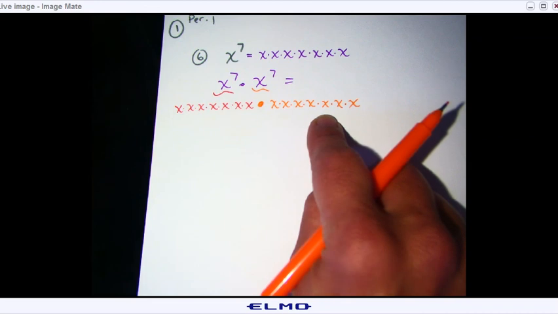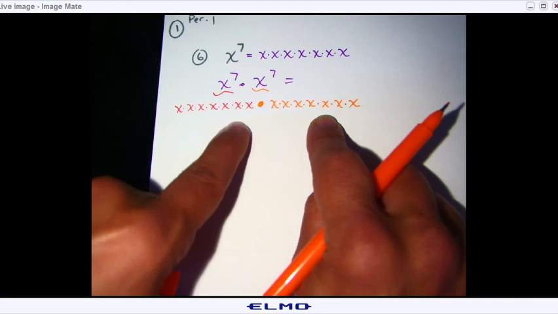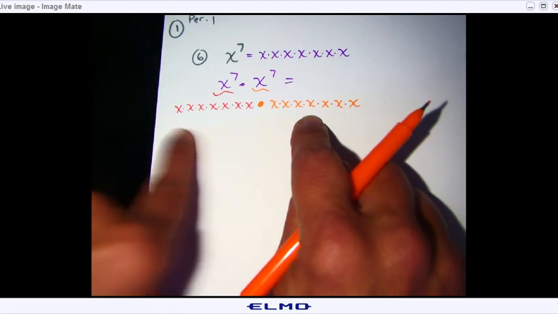How many? I'll put some music. Huh? Right. So how many all together?